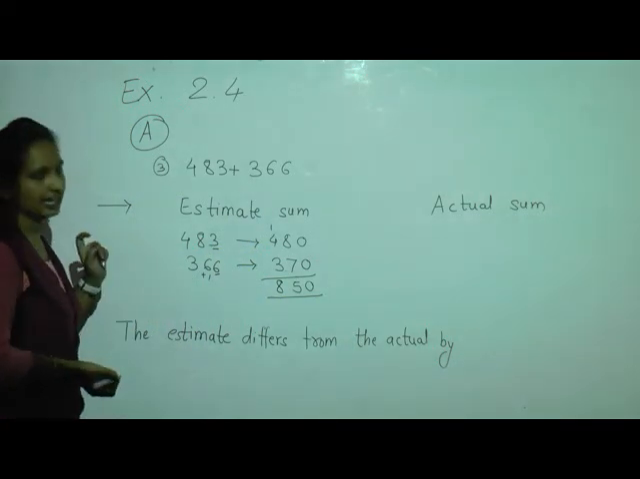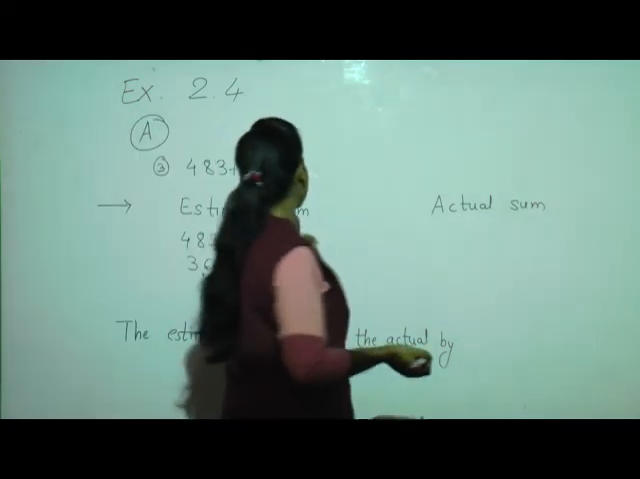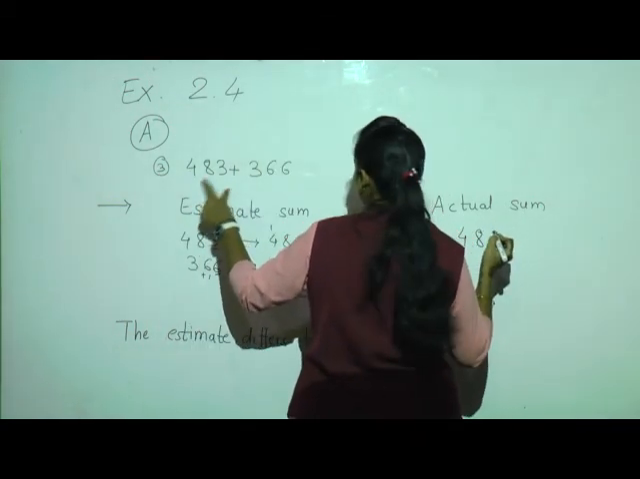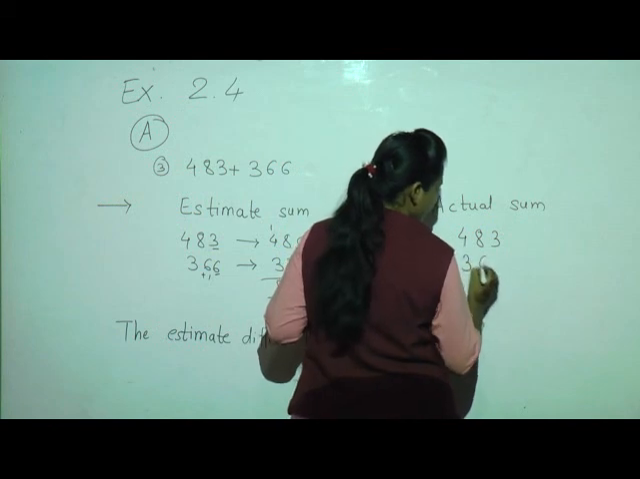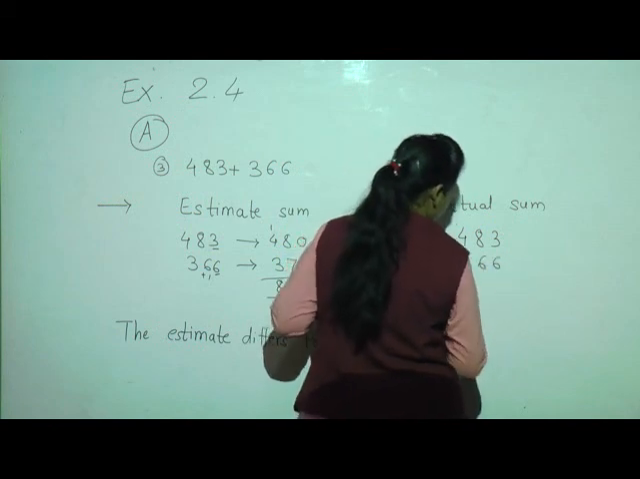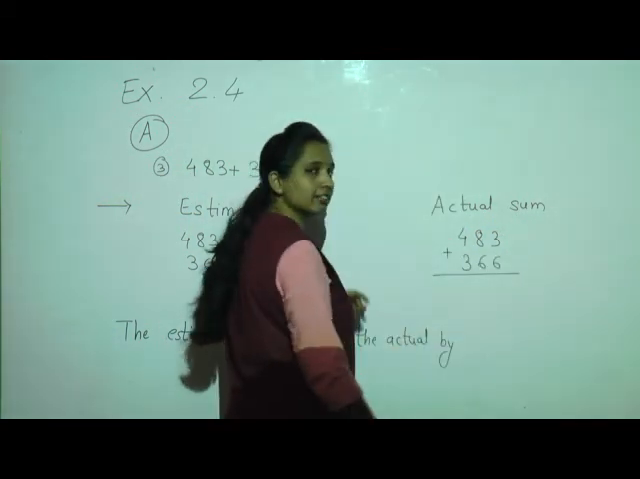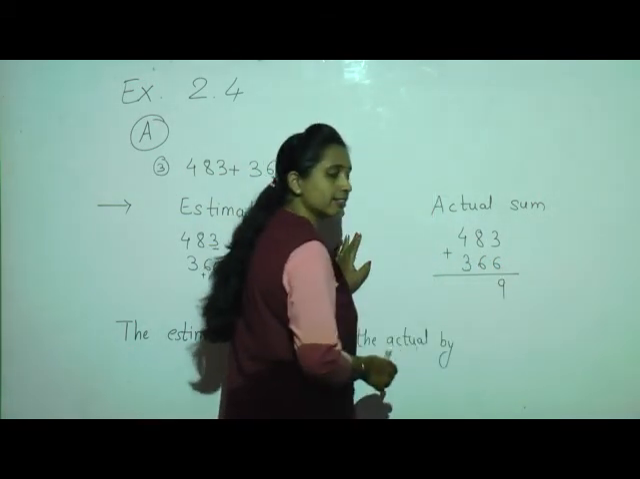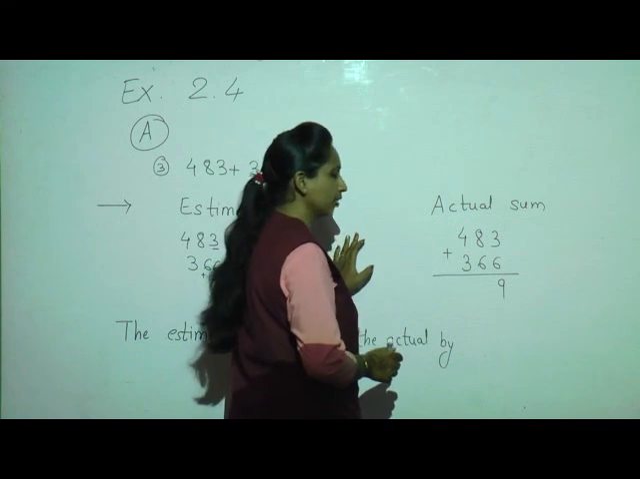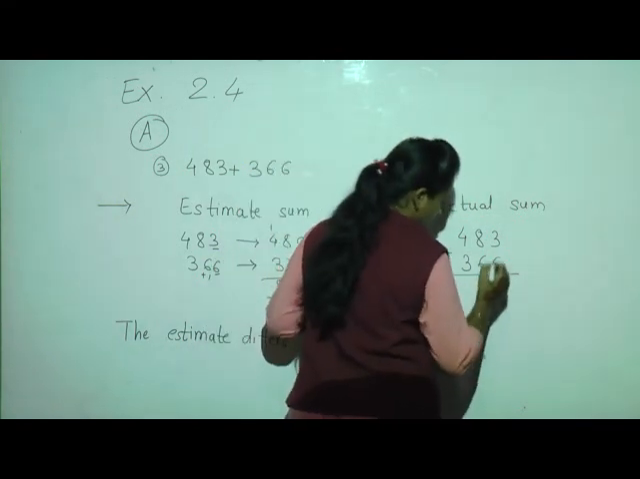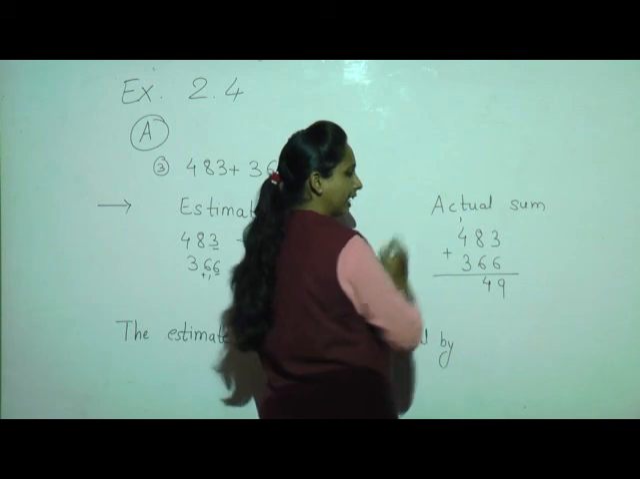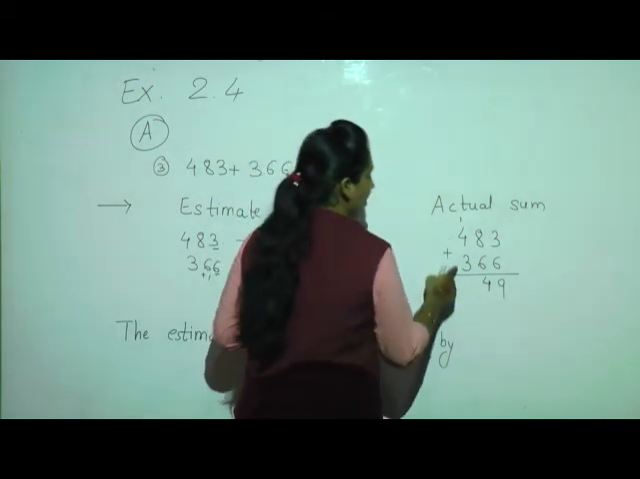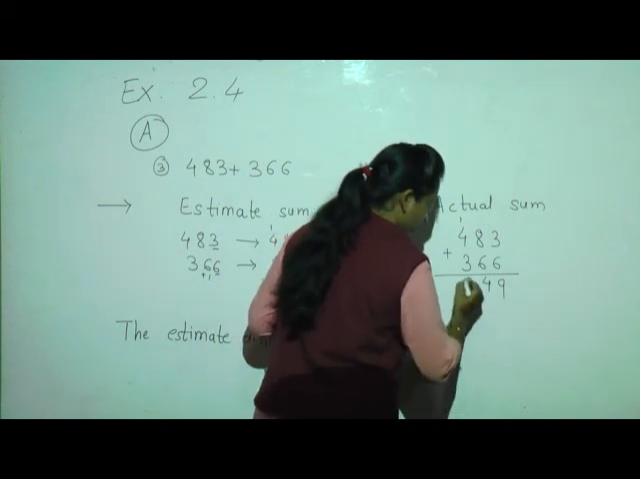This is the estimate sum. Now we will do the actual sum. What is the actual number? 483 plus 366. 3 plus 6, yes, 9. 8 plus 6, yes students, tell me. 14. 4 on tens place, 1 carry to hundreds place. 1 plus 4 is 5. 5 plus 3 is 8.